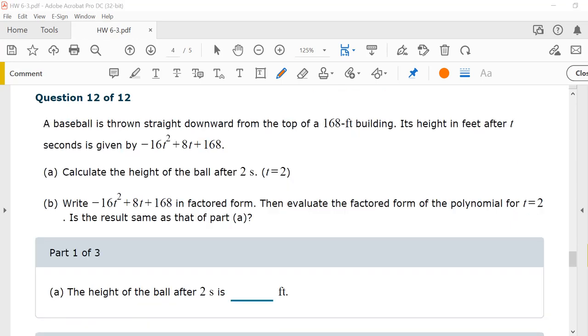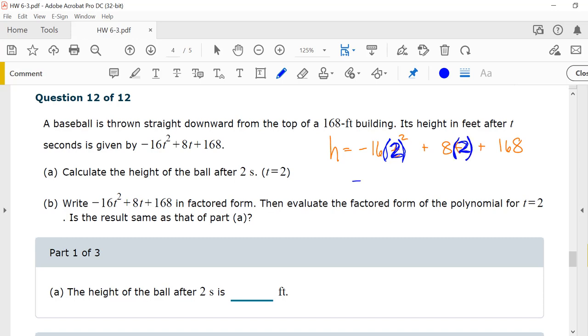Last question, number 12. A baseball is thrown straight downward from the top of a 168-foot building. Its height in feet after t seconds is given by, okay, that should say h equals negative 16t squared plus 8t plus 168. Part A says to calculate the height of the ball after 2 seconds. So everywhere we see a t, we're going to plug in a 2.